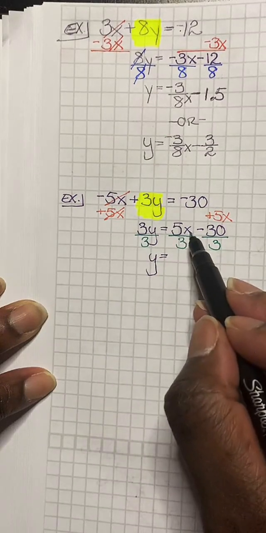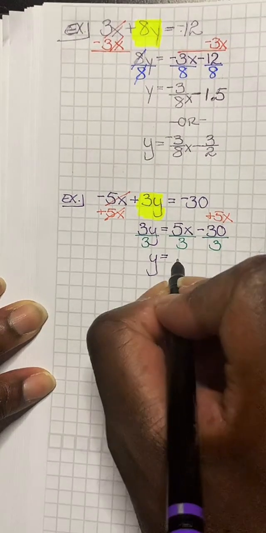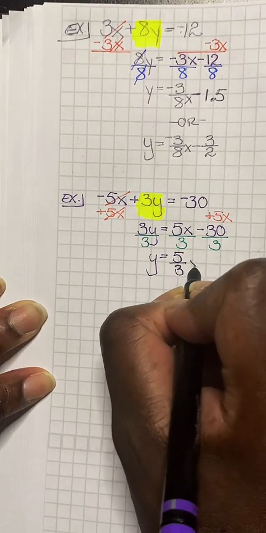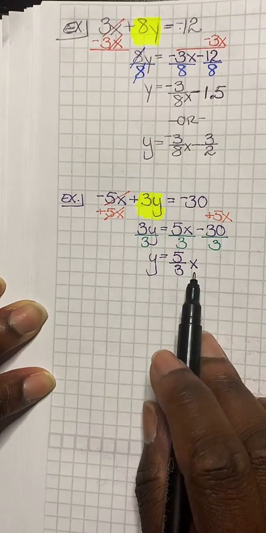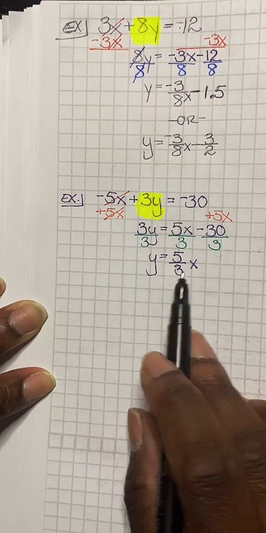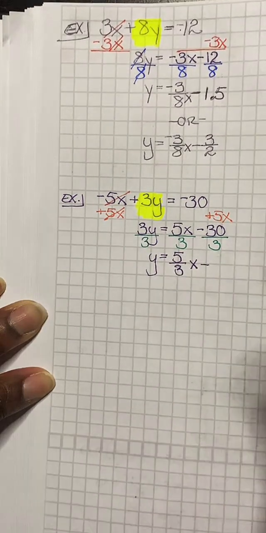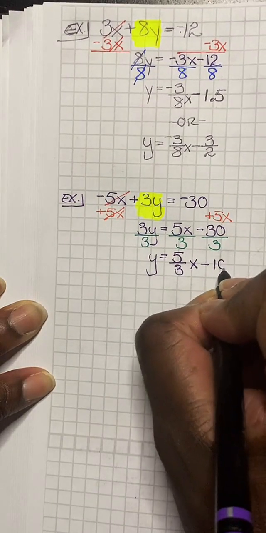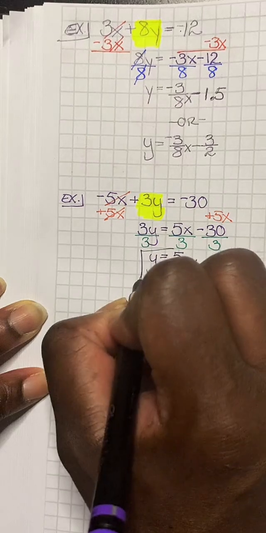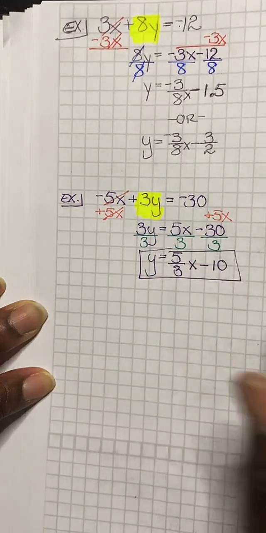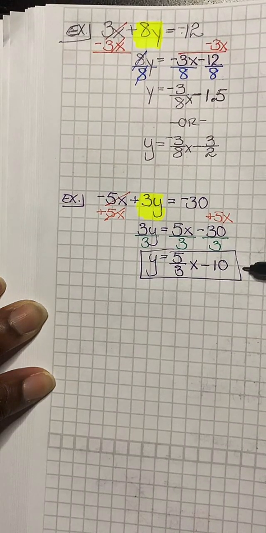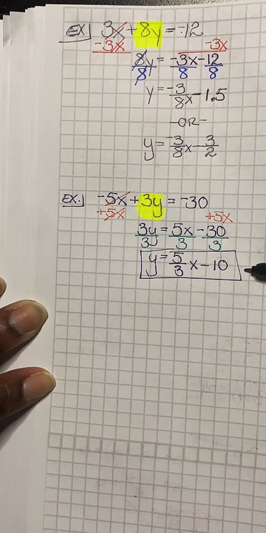So now we have 5x over 3. That means we're going to keep it. That's my slope. The number that is the coefficient of the x, that's my slope. So keep it as a fraction. Whereas the negative 30 over 3 will give me my minus 10. So to go from standard form to slope-intercept form, you're just solving the equation for y, and you're doing the opposite or inverse operations in order to do that.